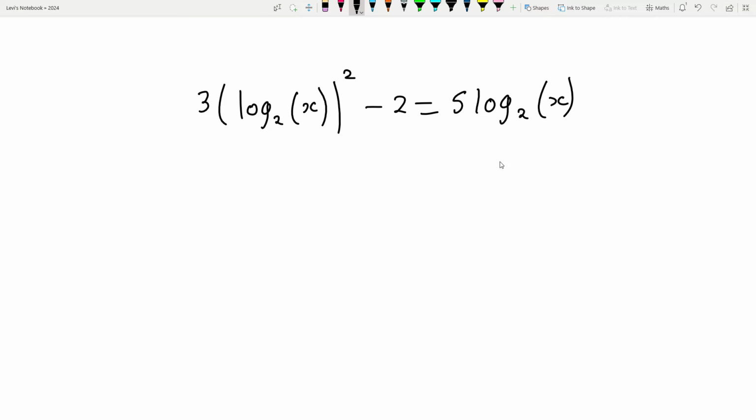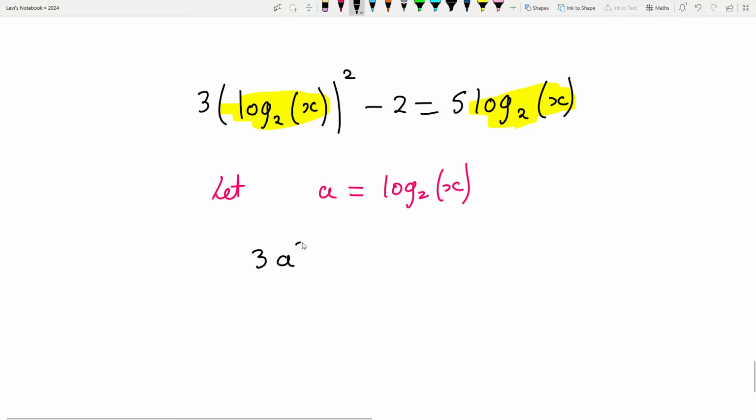Righto, so the trick with this one is noticing that this is exactly the same as that, and you have a squared around it. So what we actually have here is a hidden quadratic. So what we can do is let a equal log 2 of x. So we put that in there, we get 3a squared minus 2 equals 5 times a. You can see I just put a in where the log 2 of x was, and that gave me this result.